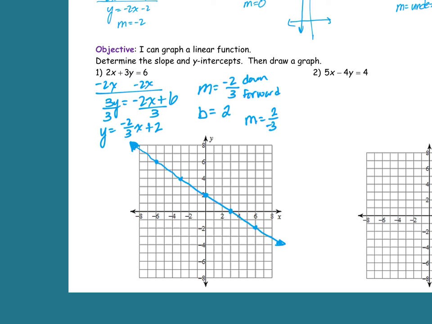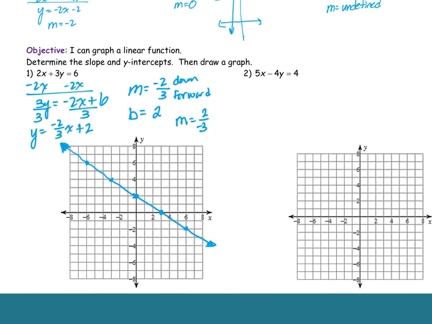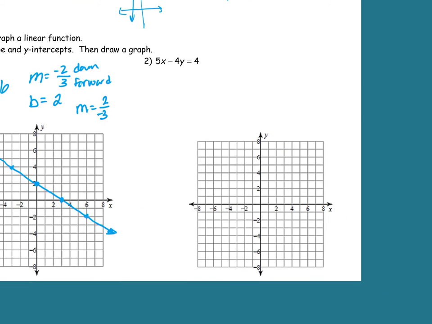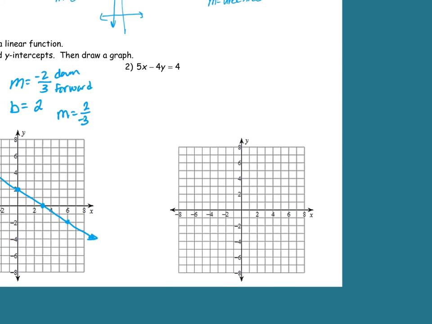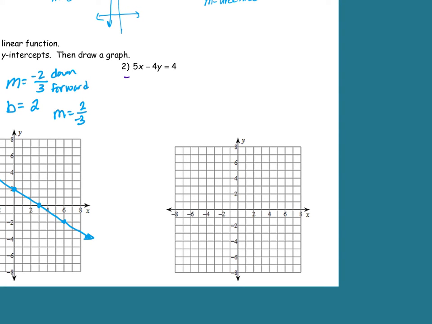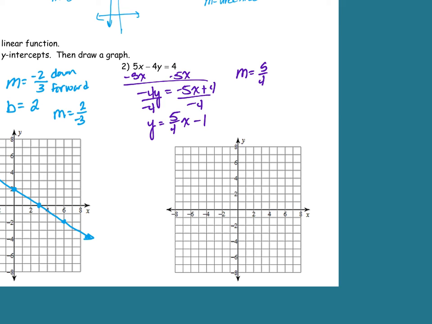Yes. Okay. Next one, same thing. We're going to do the same thing, right? Can you see it? Beautiful. Okay, subtract 5x. That gives me negative 4y equals negative 5x plus 4. Divide by negative 4. So y is going to equal 5/4x minus 1, where my slope is 5/4 and my y-intercept is negative 1.